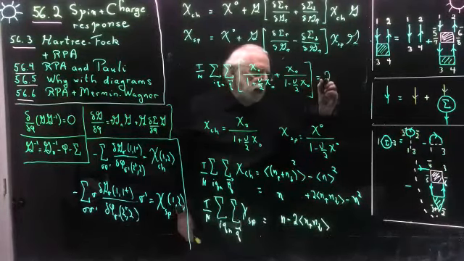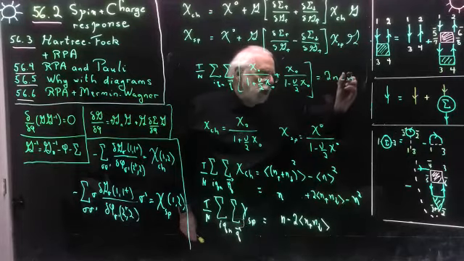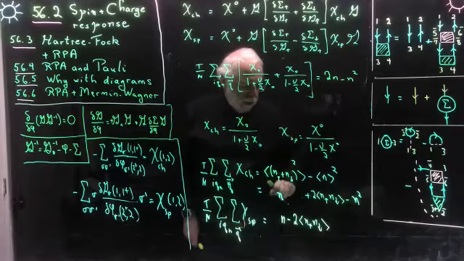I get 2n minus n squared. So this is just a filling. It's independent of U. And why is it independent of U? It's because I use the Pauli principle here to do this.